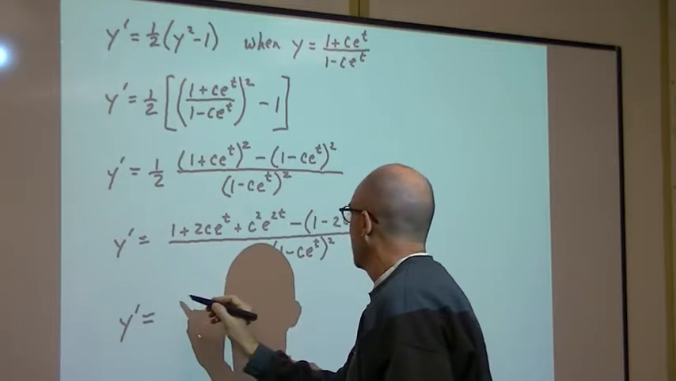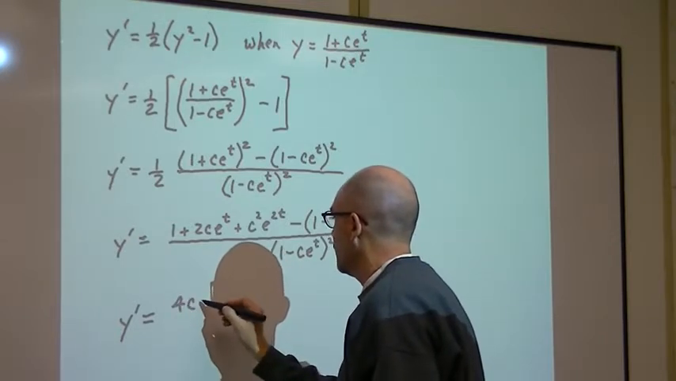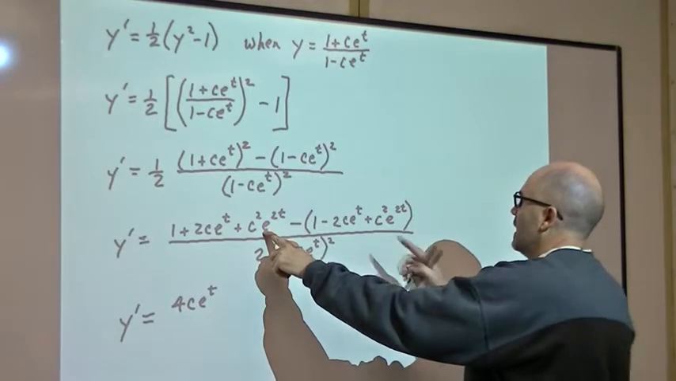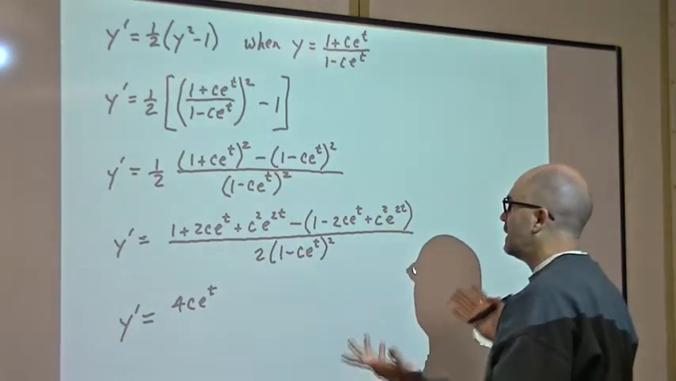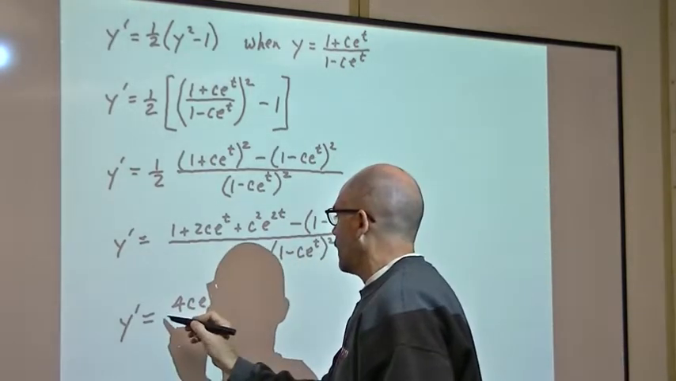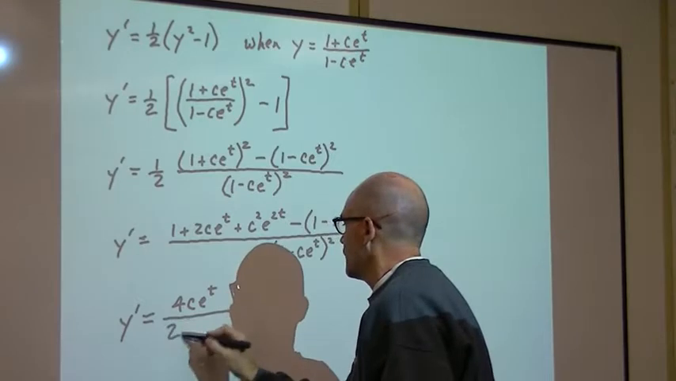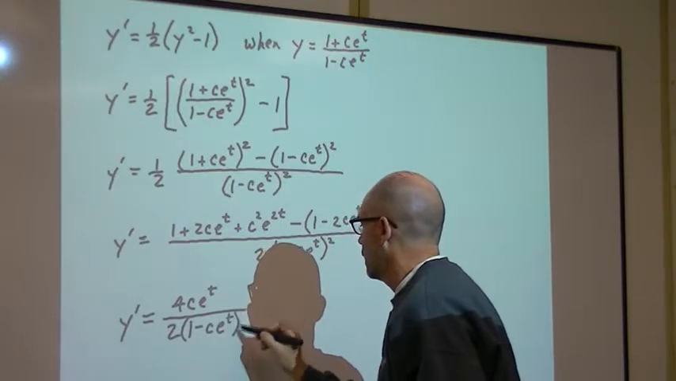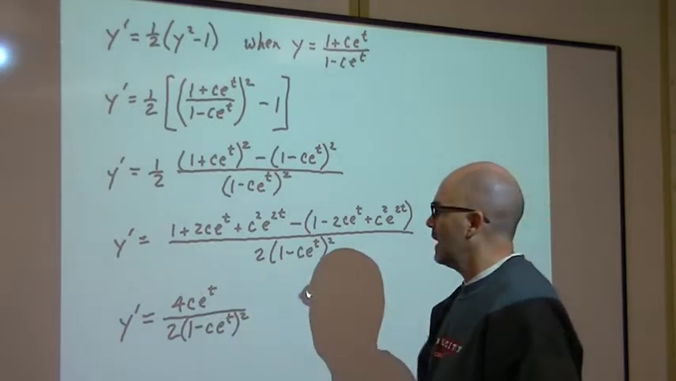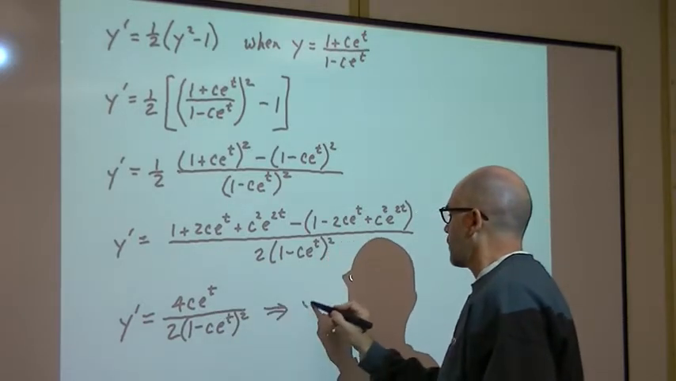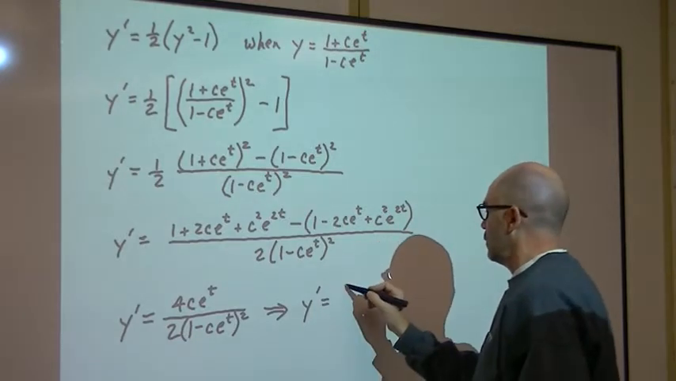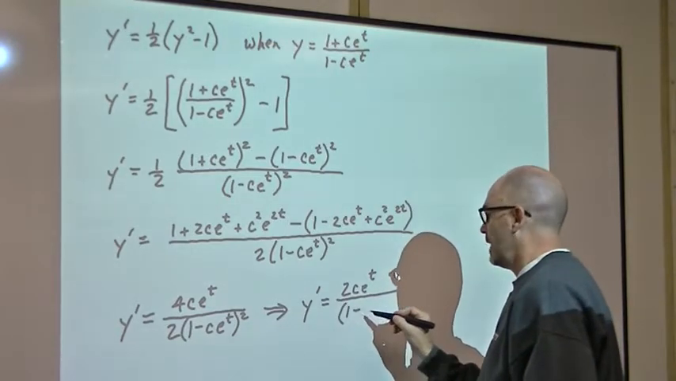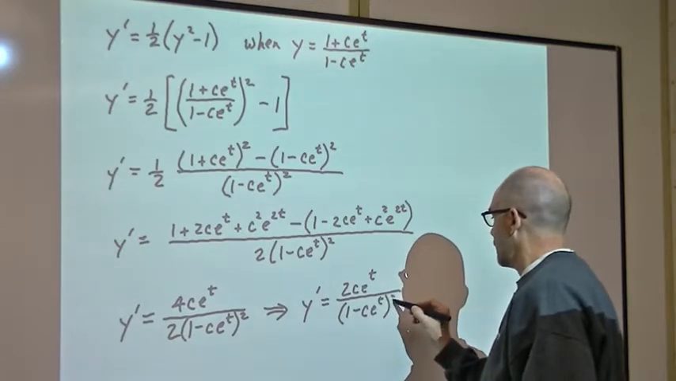So that becomes 4CE to the t. Now I've got a c squared e to the 2t minus a c squared e to the 2t. That's it. There's nothing else there. So I've got over 2 times 1 minus ce to the t quantity squared. And all I do is cancel that. So that means y prime equals 2CE to the t over 1 minus CE to the t squared.